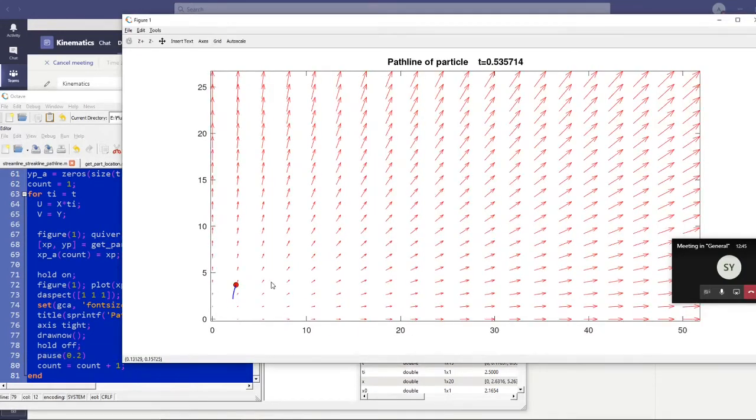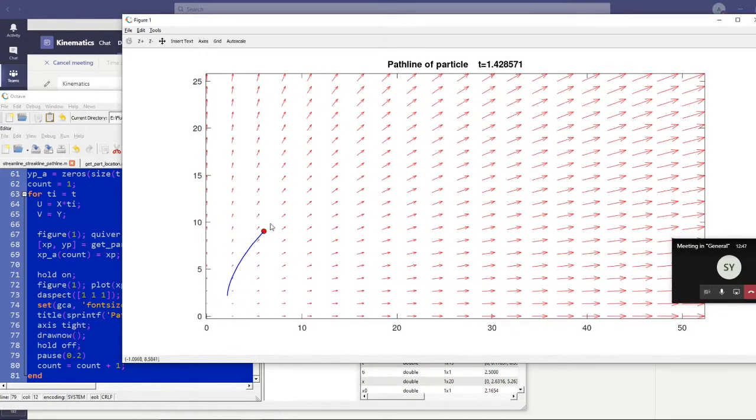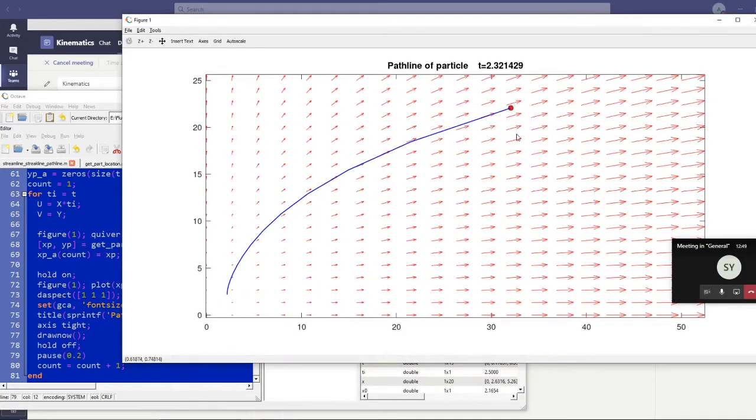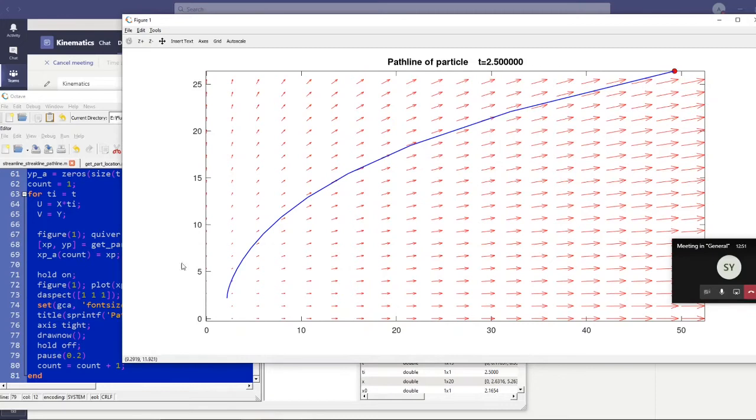So look, initially the flow is facing up, the particle is going like this, and slowly the velocity is more towards the right. So initially the particle's tendency is to go up, but as time progresses, the particle tends to go more and more towards the right. So this particular blue line is the path line.